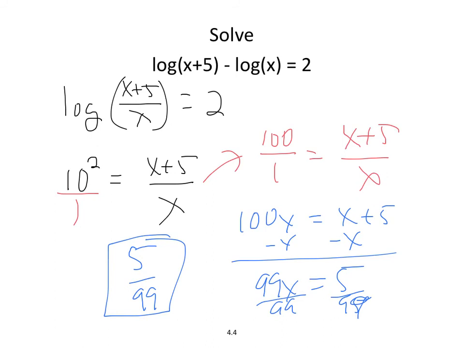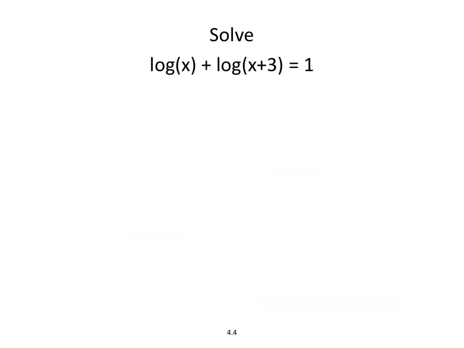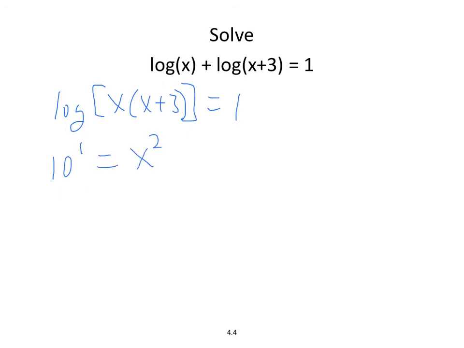Okay, so that happens when you're subtracting two logarithms. Here we're adding two logarithms, so that tells me I can rewrite it as a single log, but I'm going to multiply those two things: x times (x plus 3) equals 1. So again, I'm going to get rid of the logarithm by rewriting this as 10 to the first equals x squared plus 3x, because I'm distributing that through.